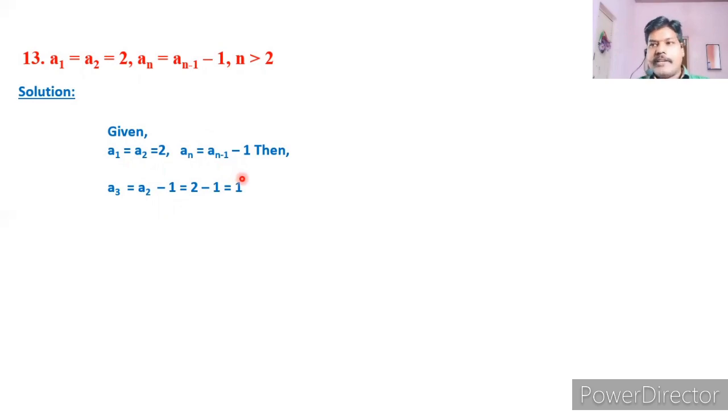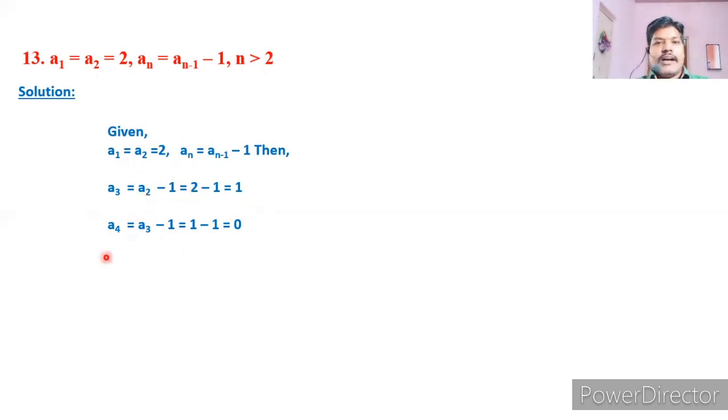After getting this value, just replace n with 4. If n is equal to 4, what happens? 4 minus 1 will become 3. So it will become a3 minus 1. The a3 value is 1, so it is 1 minus 1, which will become 0.